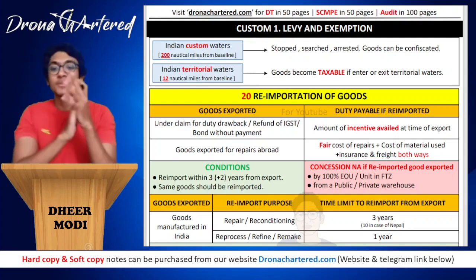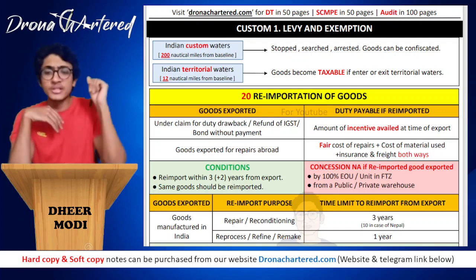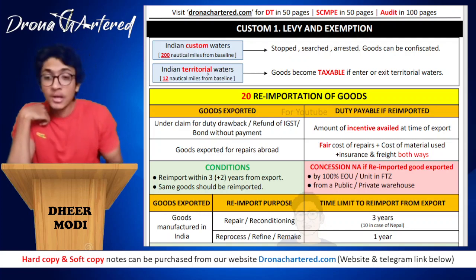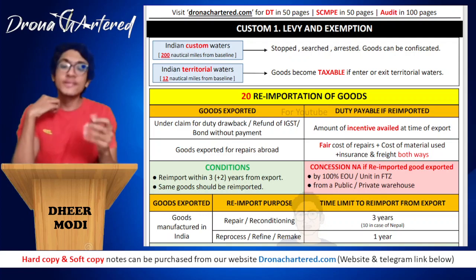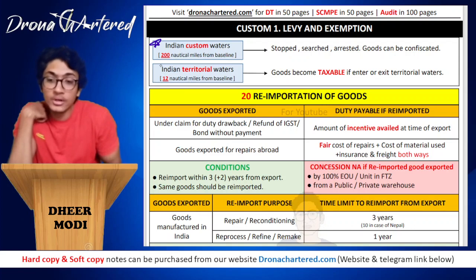Welcome to our next chapter, that is your levy and exemption. So now we started with customs, and we'll finish this also as quickly as we finished GST. Starting with customs, you have to understand two basic terminologies. First, what is Indian custom waters, and second, what is Indian territorial waters.